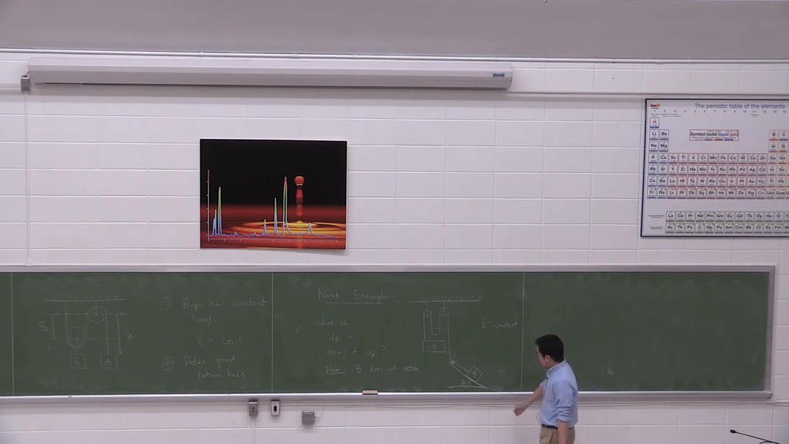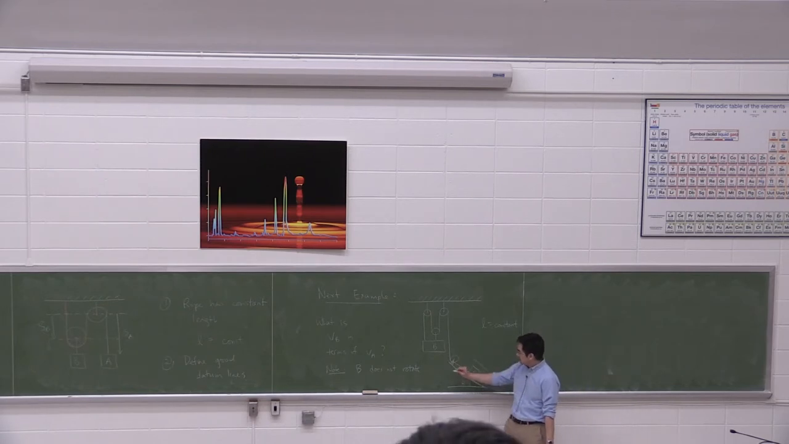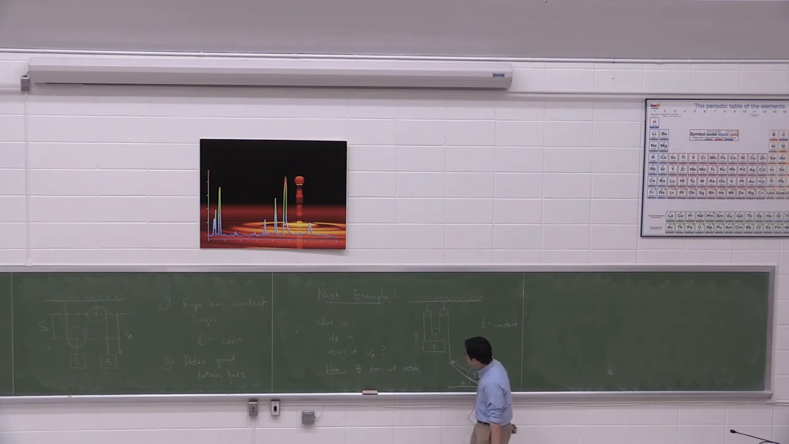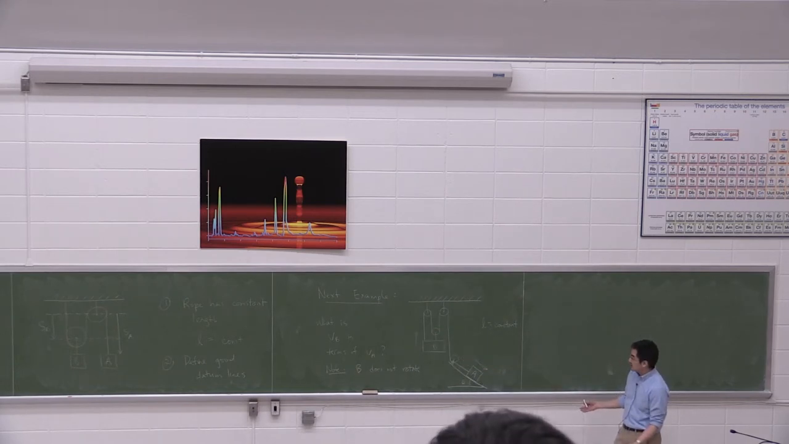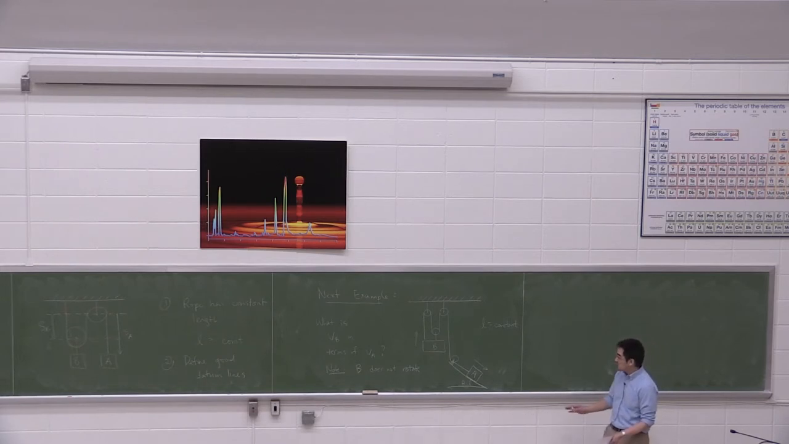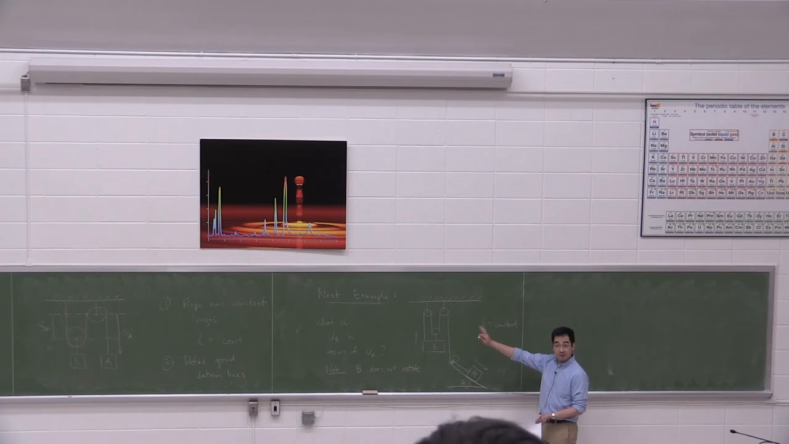Okay? Now I'm gonna just indicate to you here, maybe the motion for A is actually down. Okay? If motion for A is down, we expect the motion for B to go up. Okay? Just because, again, the length has to be constant. Okay, so now where do we establish the datum line? How do we measure B from some reference?